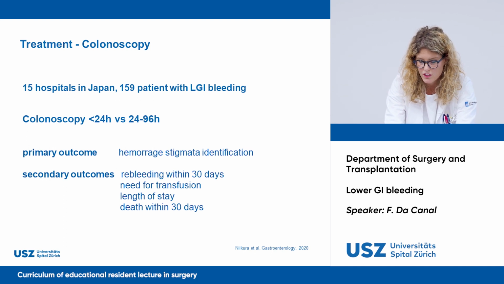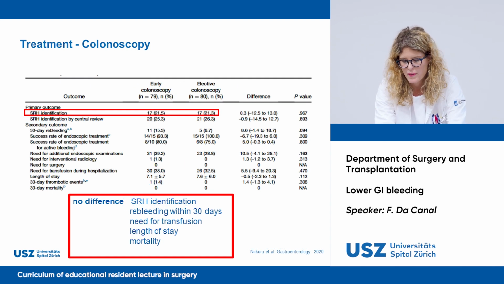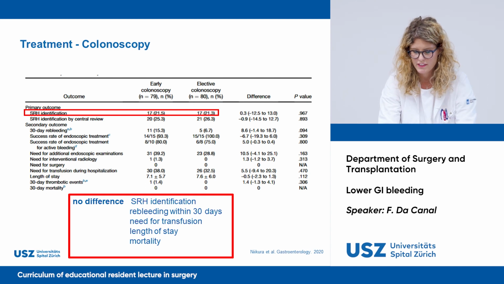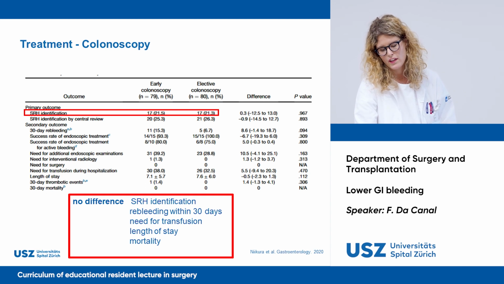The primary outcome was identification of stigmata of recent hemorrhage, and the secondary outcomes were rebleeding, hospitalization, and 30-day mortality rate. It has been shown that colonoscopy within 24 hours after hospital admission did not increase the identification of the hemorrhage or reduce rebleeding or mortality, compared with colonoscopy performed within 96 hours in patients with lower GI bleeding.